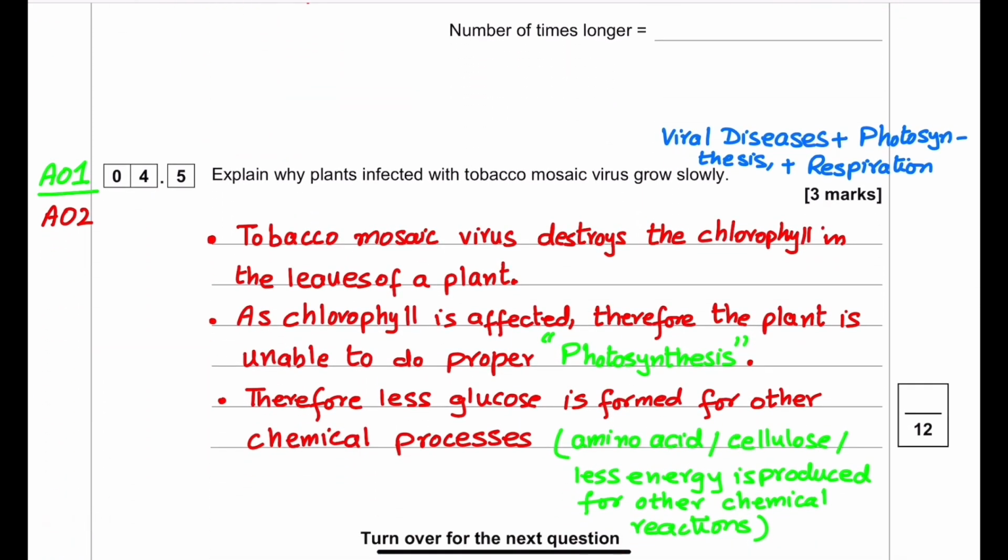The model answer says tobacco mosaic virus destroys the chlorophyll in the leaves of a plant. As chlorophyll is affected, the plant is unable to do proper photosynthesis. Therefore, less glucose is formed for other chemical processes such as amino acid and cellulose formation. Less energy is produced for other chemical reactions.